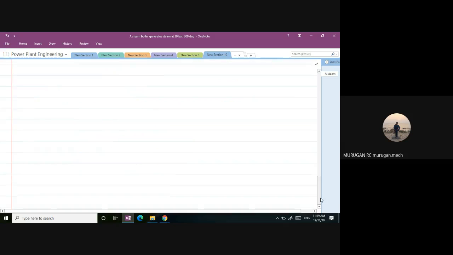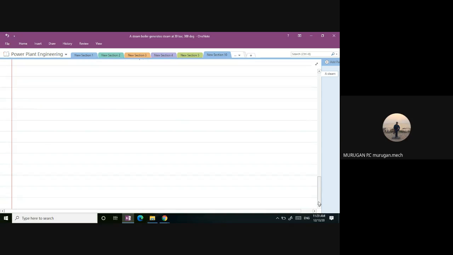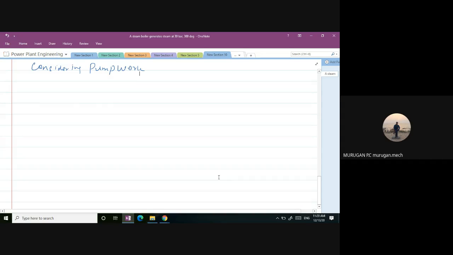Okay. Now we have to find out the H3 value. So H3 is denoted by Hf2. What is the value of Hf2? See this value, that is 137.8. Now we have to consider the pump work to calculate the heat supplied to the boiler, right?